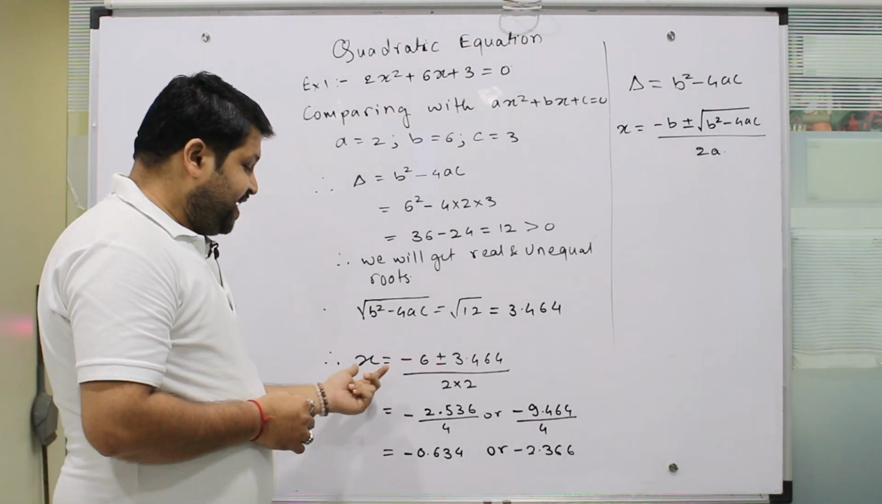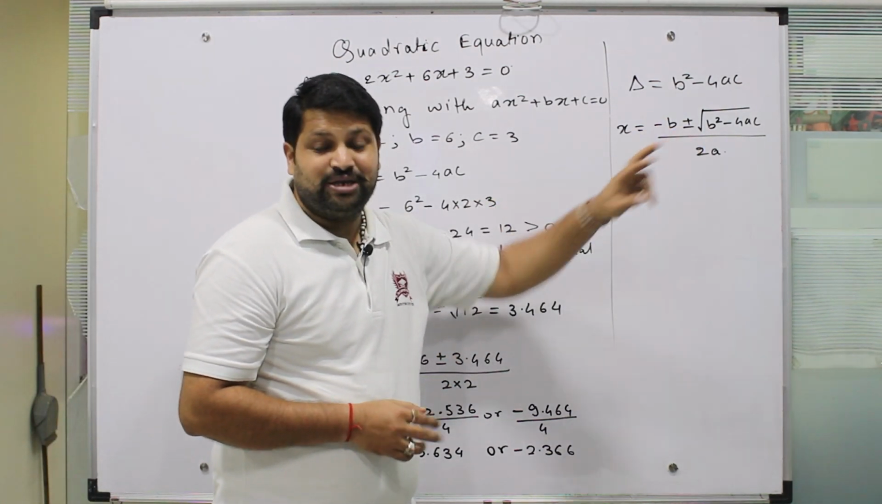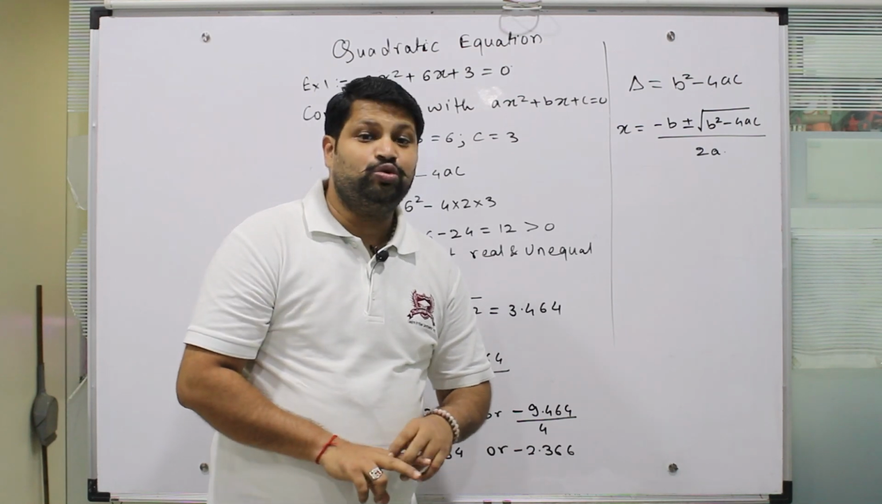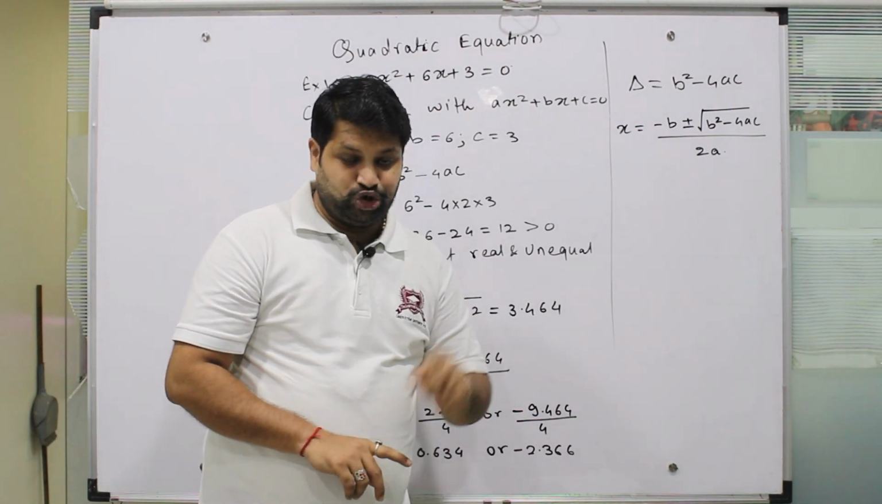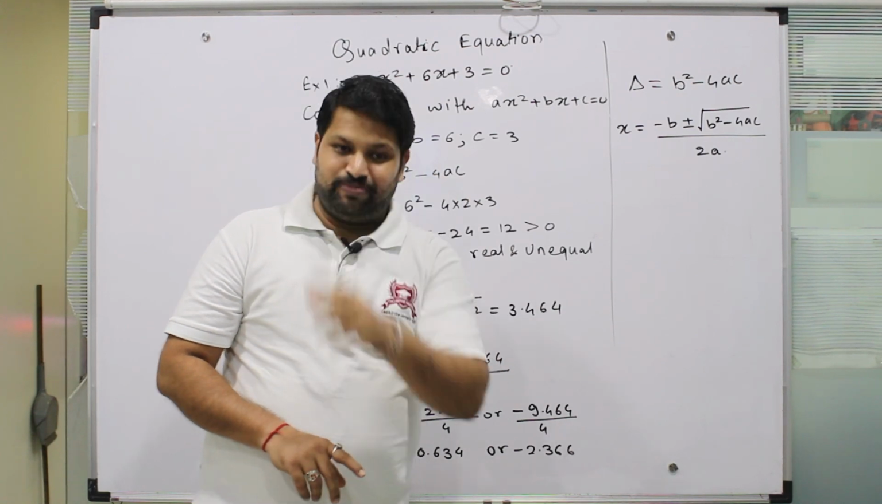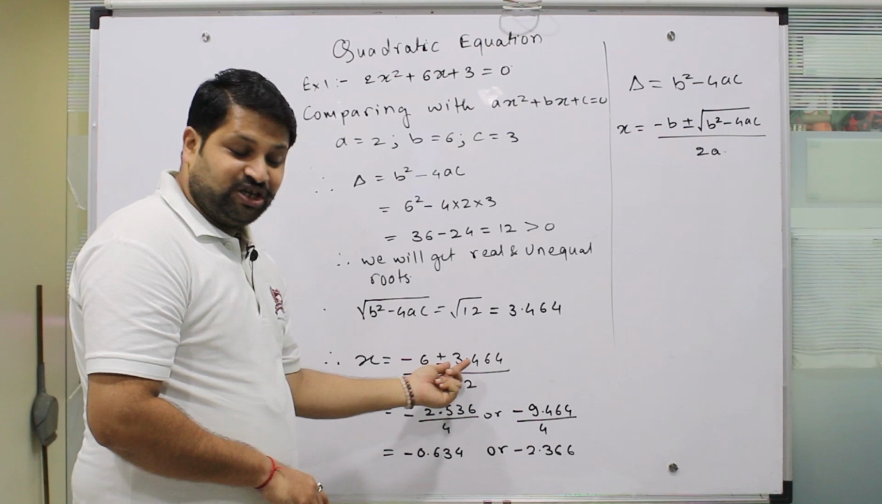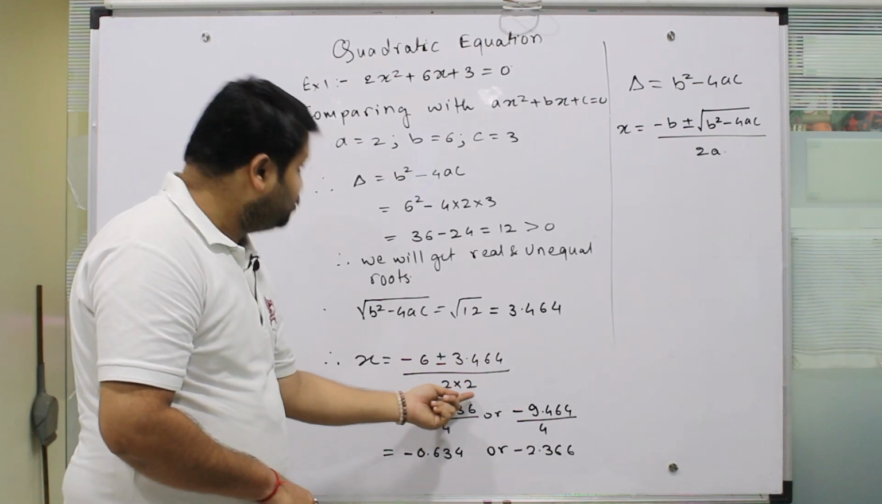So we can write x is equal to minus 6 plus minus. So we have either plus or minus because we are going to get two unequal roots. So there would be minus b plus and minus that particular part. So it would be minus 6 plus minus 3.464 divided by 2 times 2 because a is 2.